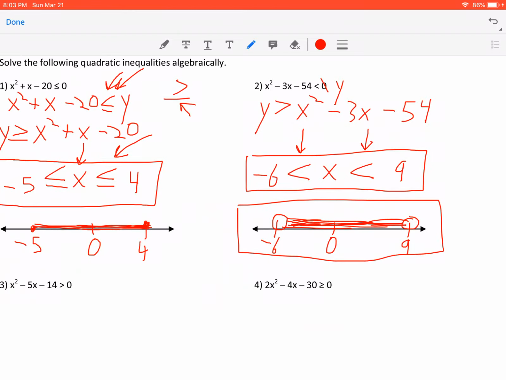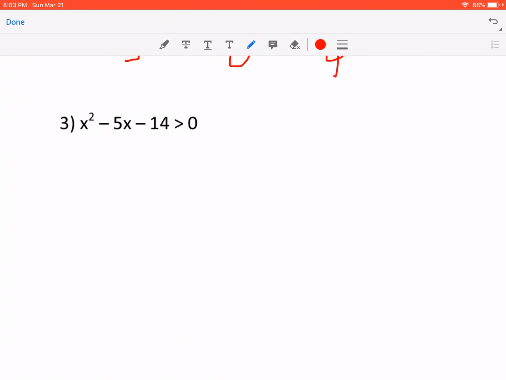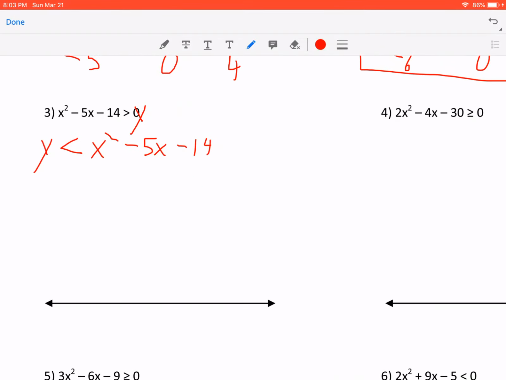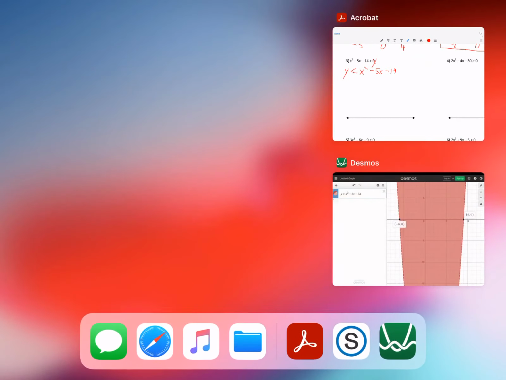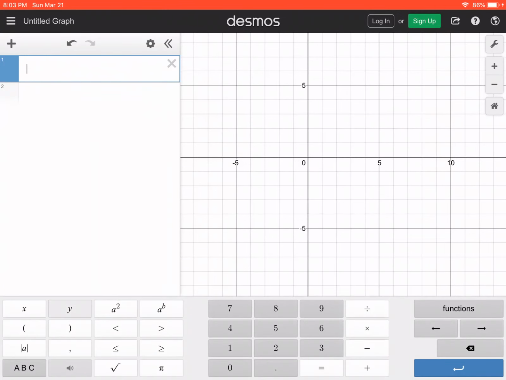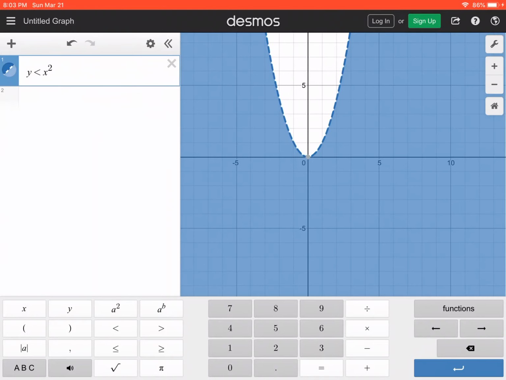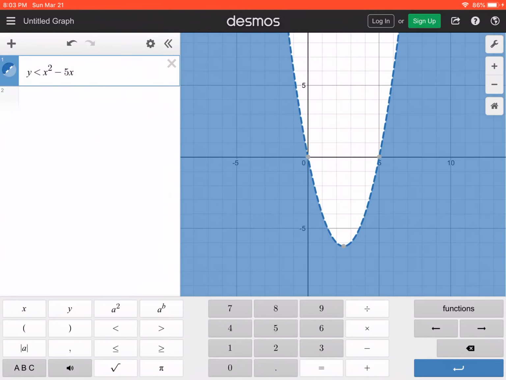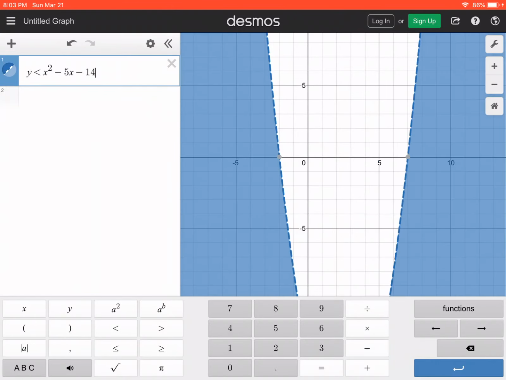Okay? All right, I'm going to go to number 3. Never changes. Replace this with y and then type it in your calculator. Be careful, that should be y is less than x squared minus 5x minus 14. Same thing. I'm going to go to Desmos, see where it shades. Get rid of this. So now I have y less than x squared minus 5x minus 14. And most of these you could easily factor.